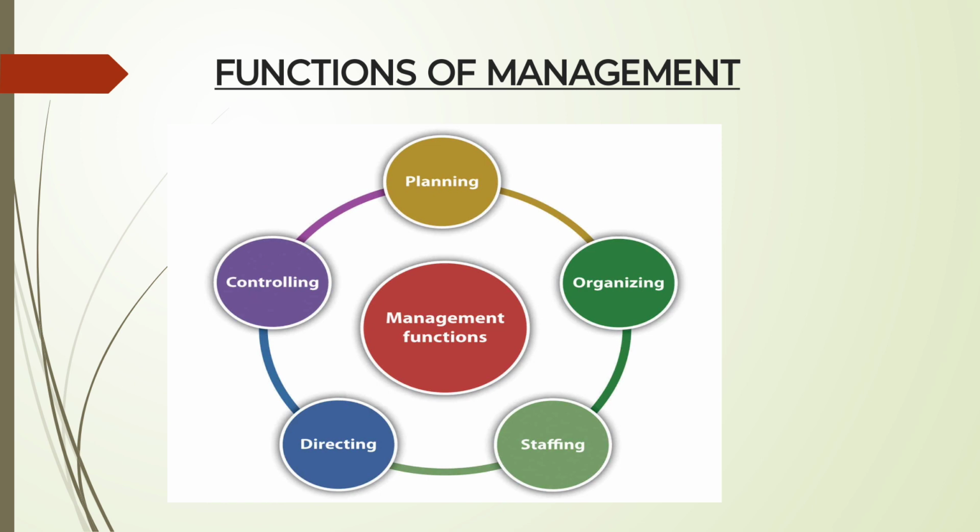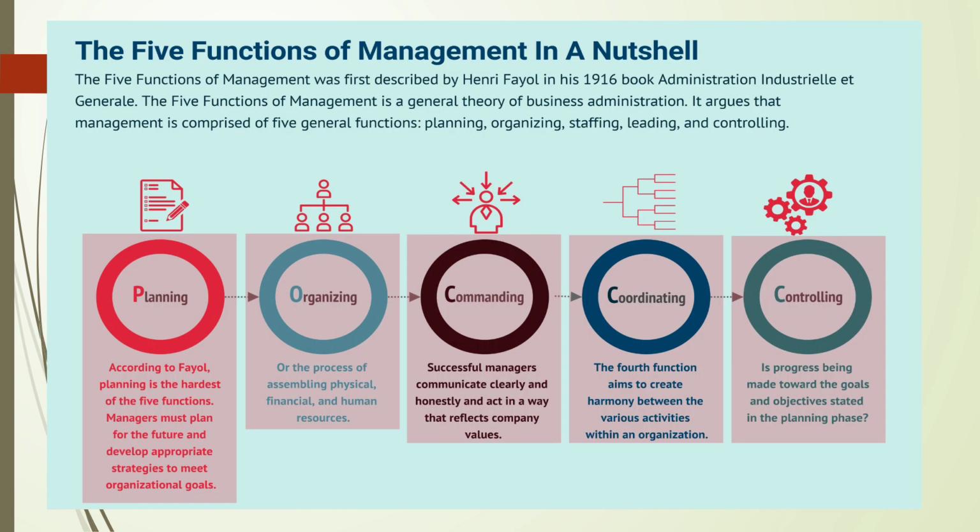First, we basically need to know what we mean by planning. The five functions of management were first described by Henry Fayol in 1916 in his general theory of business administration. It argues that management comprises five general functions: planning, organizing, staffing, leading, and controlling. Fayol explains that planning is the hardest of the five functions. Managers must plan for the future and develop appropriate strategies to meet organizational goals.